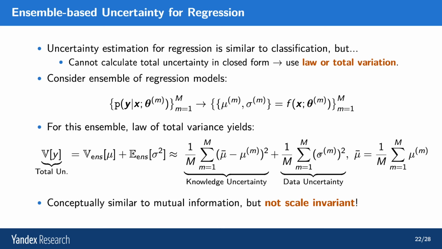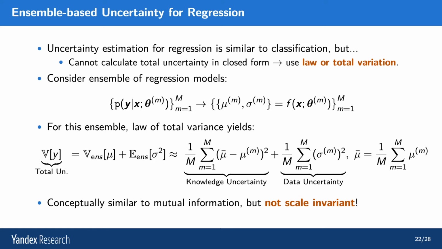Now this is the total uncertainty, and the average variance is the data uncertainty, and the variance of the mean is knowledge uncertainty. Now, this is generally very similar to mutual information in spirit. However, it is important to note that this is not scale invariant. And in regions where your model makes very large predictions, let's say you're measuring depth, and in certain regions of your image you have very low depth, and in some regions of your image you have very high depth.